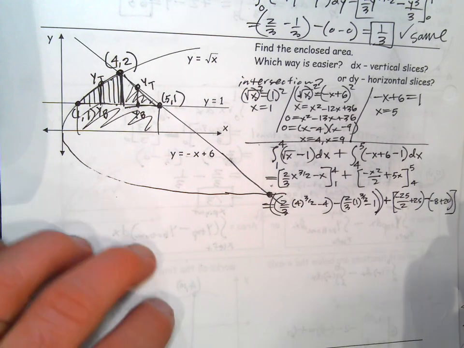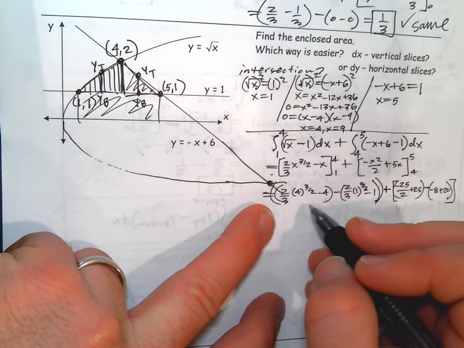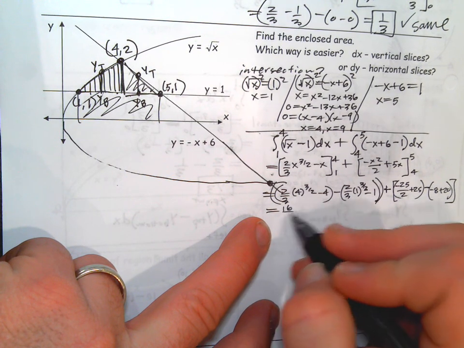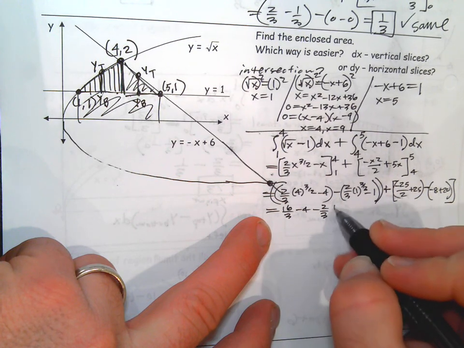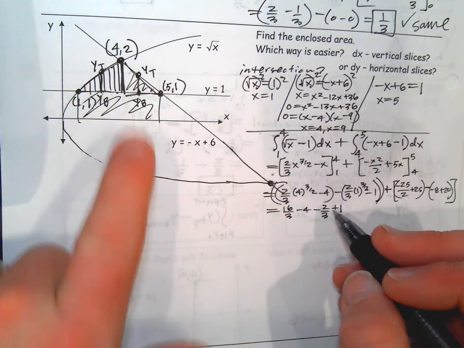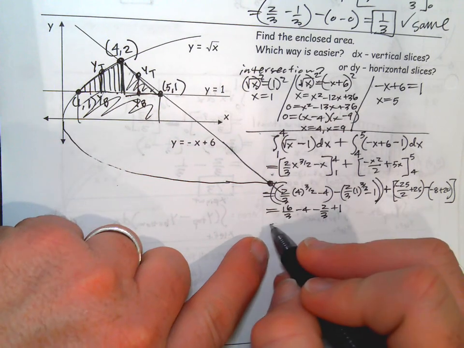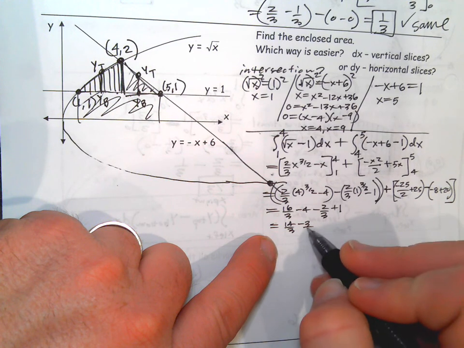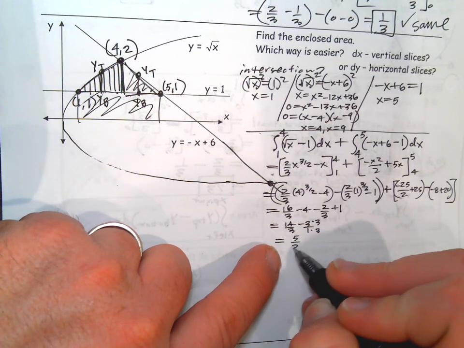Bit tedious. We're going to try it with a horizontal slice in a second and see if there's any benefit to it. Square root of 4 is 2, cubed is 8. This is 16/3 minus 4 minus 2/3 plus 1. This right here is that area, that first chunk of area. So we end up getting what, 14/3 minus 3, least common denominator. It's going to be 5/3. That's the area of the first chunk.